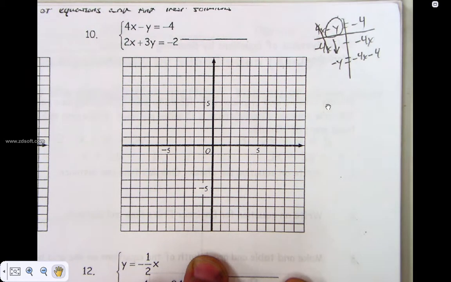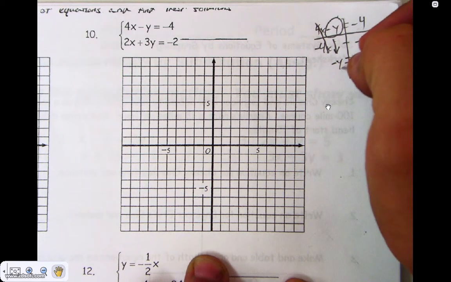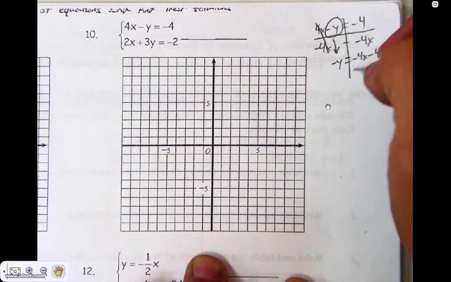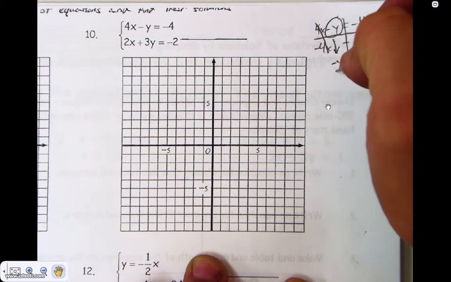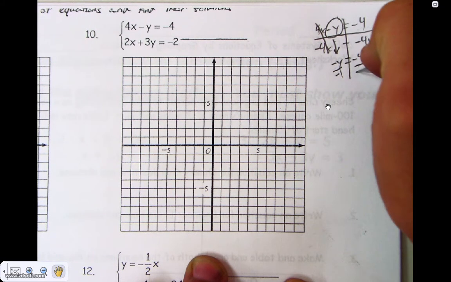Now I need to divide by negative 1. And remember, when we divide by negative 1, it just flips all those signs. Okay, so divide by negative 1.